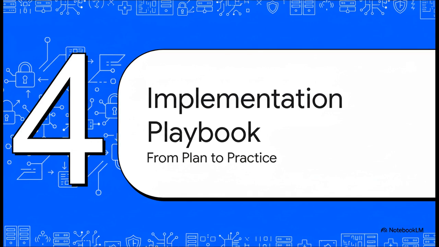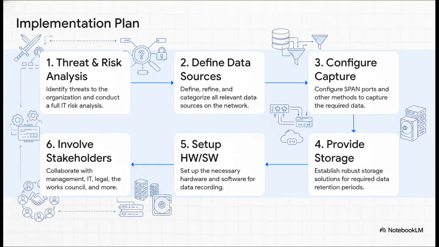Okay, fantastic. So now we understand the 5 different lenses we can use to look at our network. But how does this all work in the real world? How do you actually put this into practice? Let's take a look at the implementation playbook. So this is basically your step-by-step checklist. And notice how it flows, right? You start with the why, the strategy, and the risk analysis, long before you ever touch a piece of hardware.